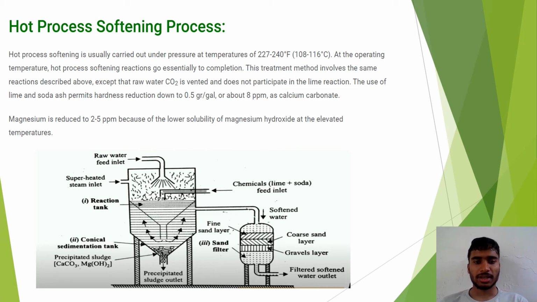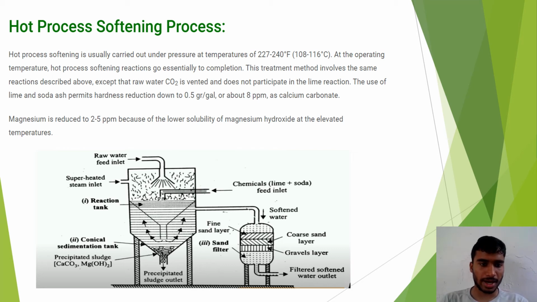This treatment method involves the same reactions described above, except that raw water CO2 is vented and does not participate in the lime reaction. The use of lime and soda ash permits hardness reduction down to 0.5 grains per gallon, or about 8 ppm as calcium carbonate. Magnesium is reduced to 2 to 5 ppm because of the lower solubility of magnesium hydroxide at the elevated temperature. Here is the diagram of the hot lime soda process.